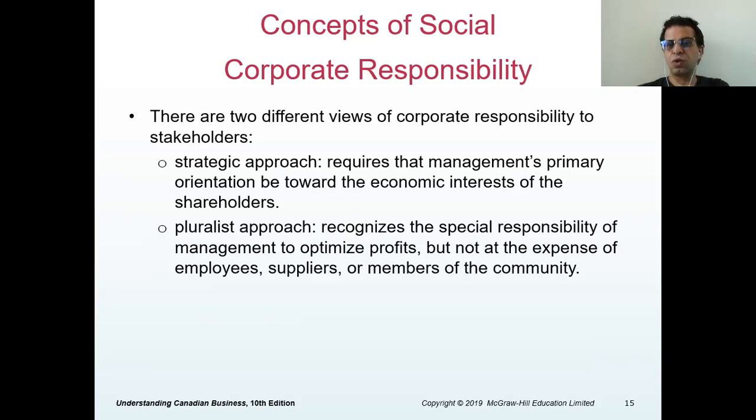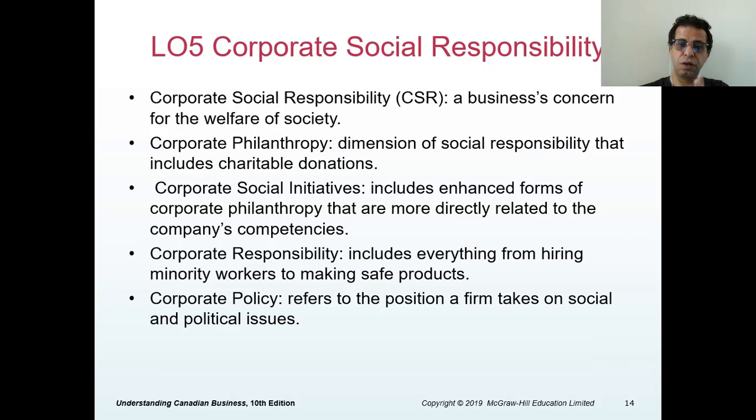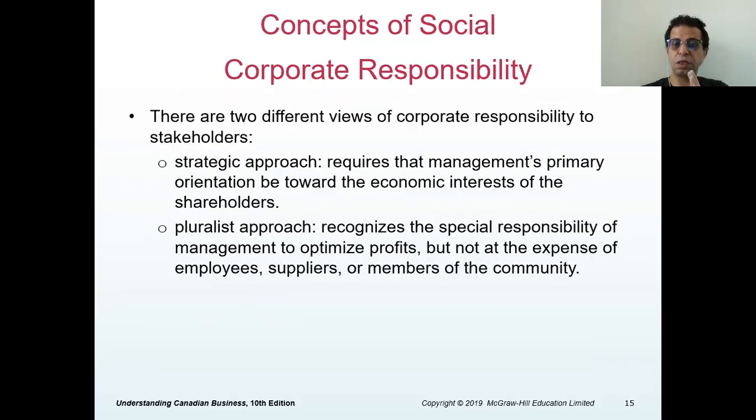So what's the concept of corporate social responsibility? Now we need to know the concept. There are two different views of corporate responsibility to the stakeholders. When we talk about stakeholders, it's anybody who has some kind of interest in the company, whether you are a shareholder, a customer, a member of society, or an employee there. They're all stakeholders. So there are two different views of corporate responsibility to the stakeholders: a strategic approach and a pluralist approach.